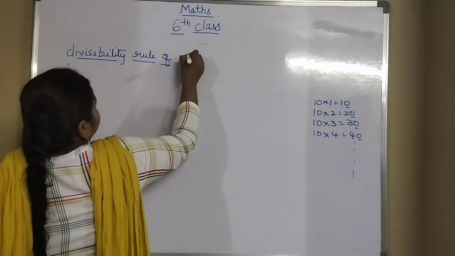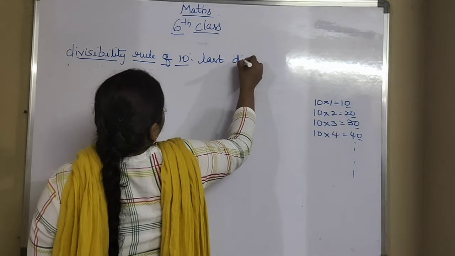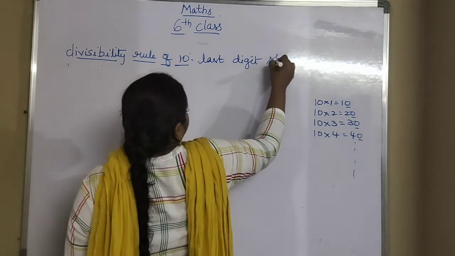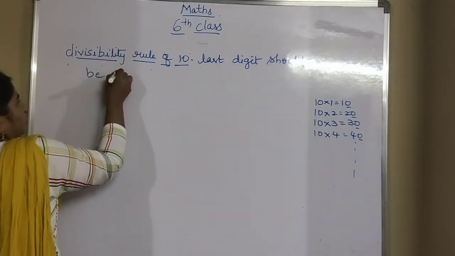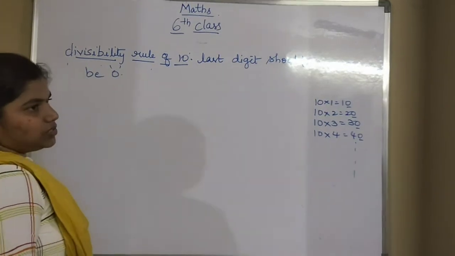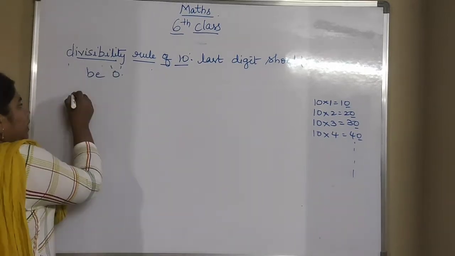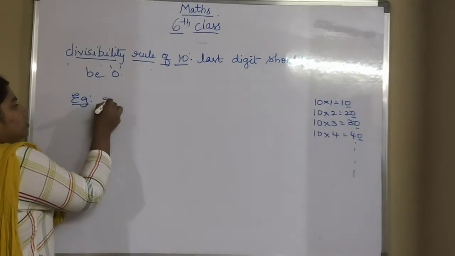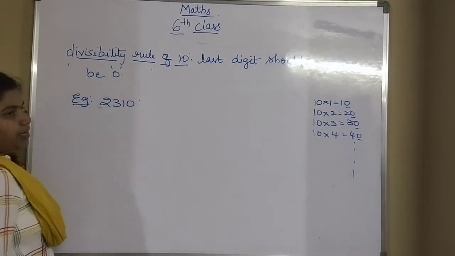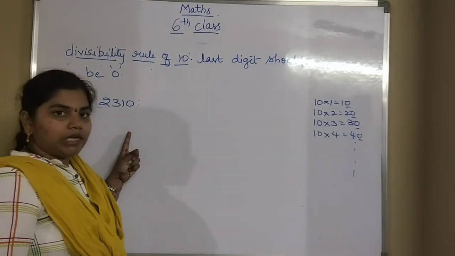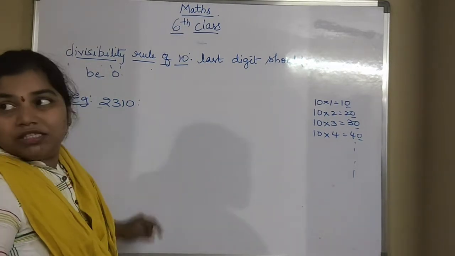So what is the divisibility rule of 10 here? Last digit should be 0. So if the last digit is 0, then the whole number will be divisible by 10. So take one example: 2310. Whether it is divisible by 10 or not? Yes, because the last digit you are seeing is 0.